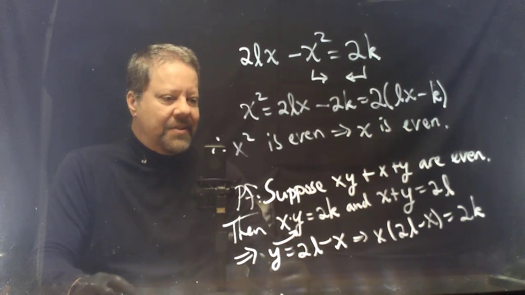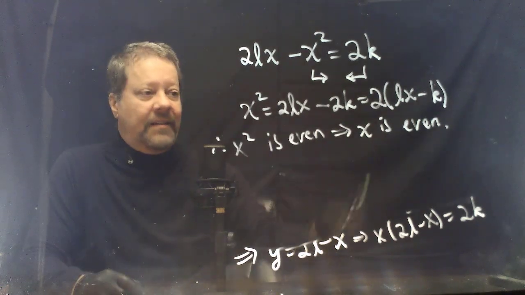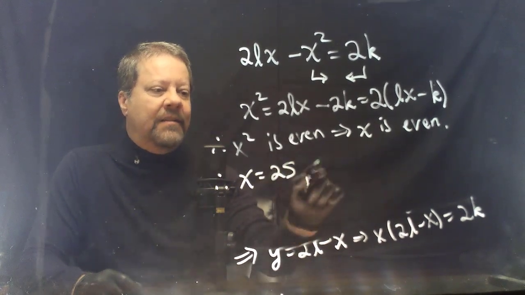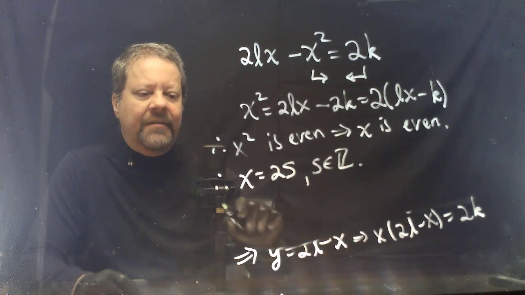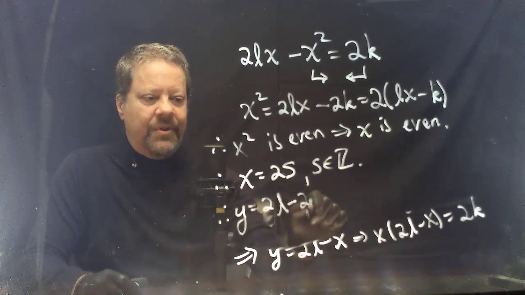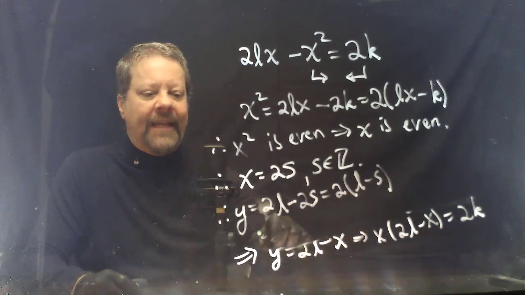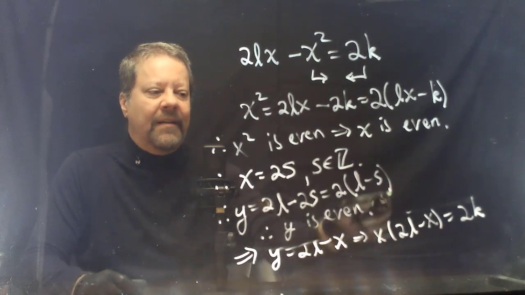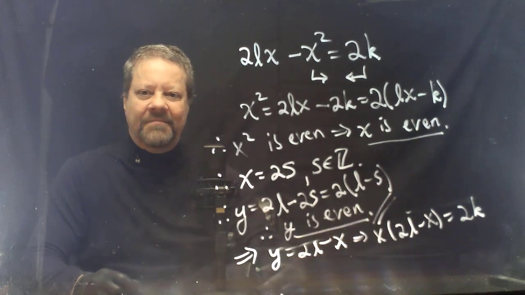Now that we know that x is even, we can plug that fact back in to show that y is even as well. If x is even, then x is 2 times s, where s is an element of the set of integers. We'll plug that in down here. Y is 2l minus x, which is 2s. We can now factor the 2 out, and that means then that y is even. That's the end of the proof. We've shown both x is even and y is even.